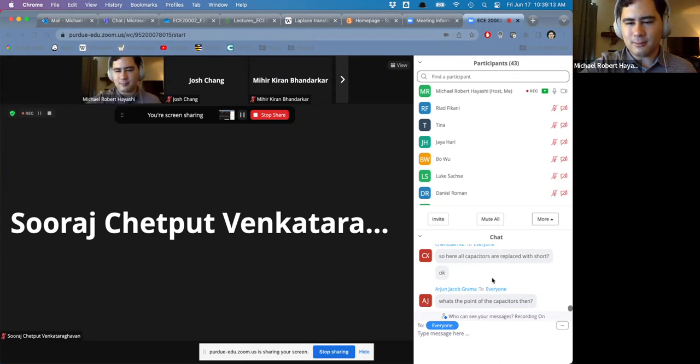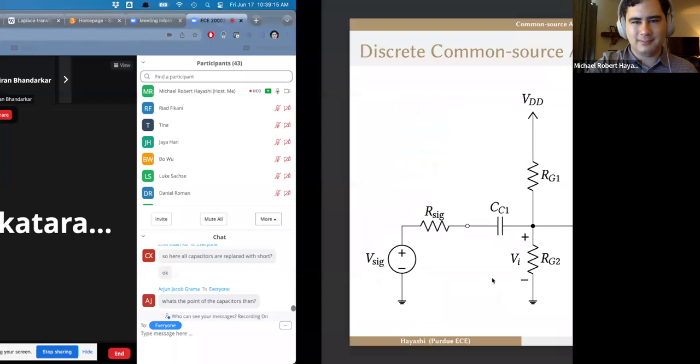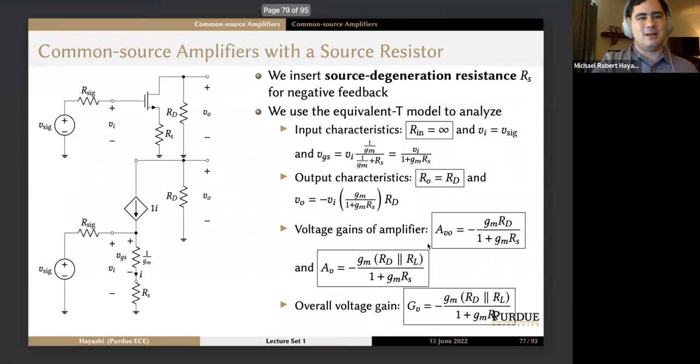Okay. I'm going to go ahead and move on. So I'm on source amplifiers with a source resistor. This is normally a problem that they leave for you on homework, but I decided to be nice and show you how you calculate this, because I consider it an important enough configuration that I want to give you some hints on how to solve this homework problem.